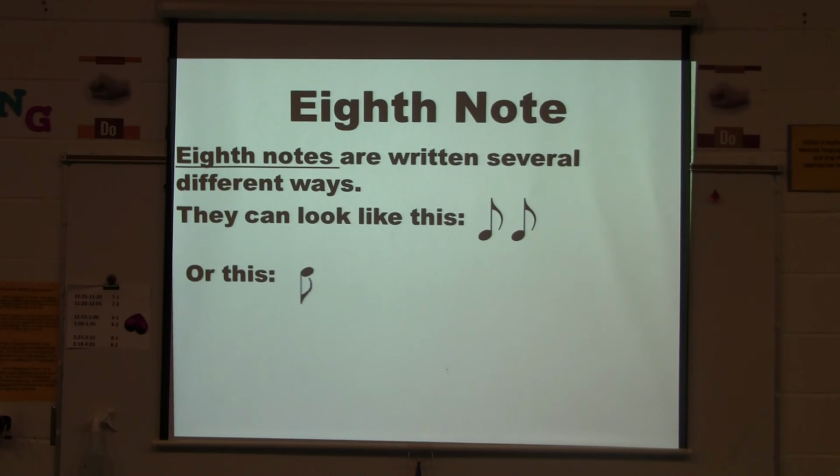They can be upside down with a flag on them. They can have a connection, which is called a beam, 2 eighth notes with a beam, or even more than 2. Or they can be upside down with the beam. So that's all the different ways of writing eighth notes. Don't get confused. If they have one flag or one beam, they are eighth notes.